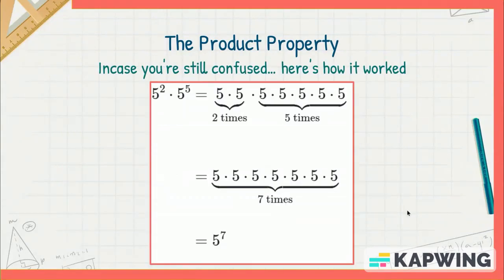If you're still confused, that's okay. Here's how it worked. Pretty much 5 to the power of 2 means 5 times itself twice, and 5 to the power of 5 means 5 times itself 5 times. That gives us a total of 5 times itself 7 times, or 5 to the power of 7.